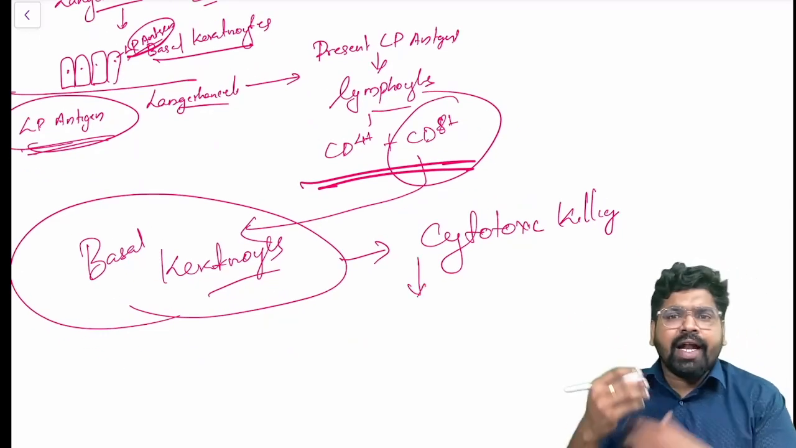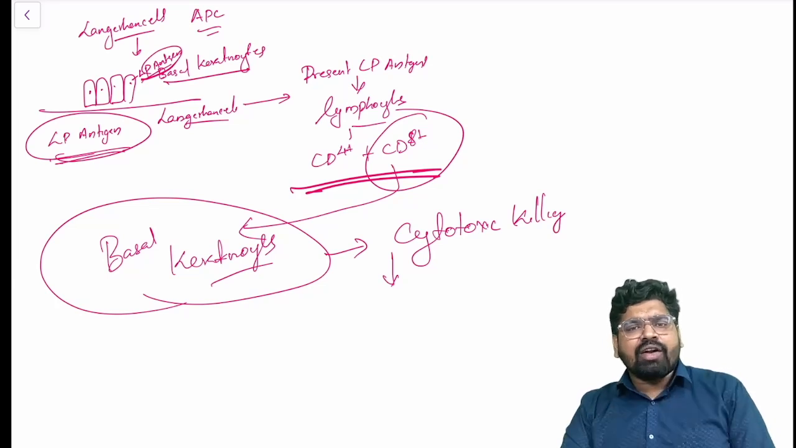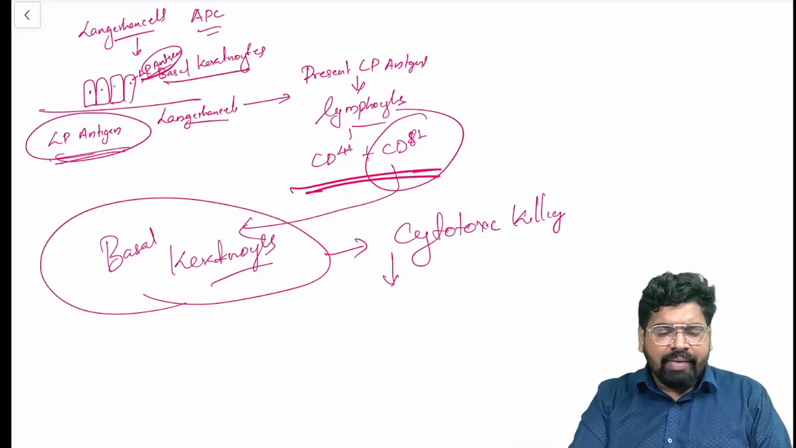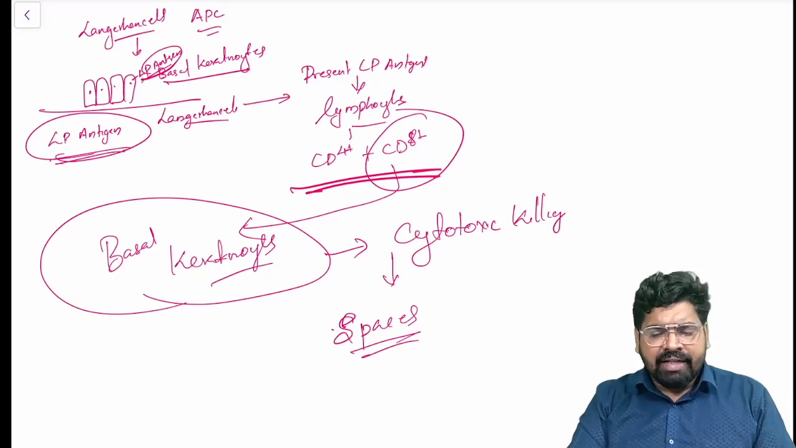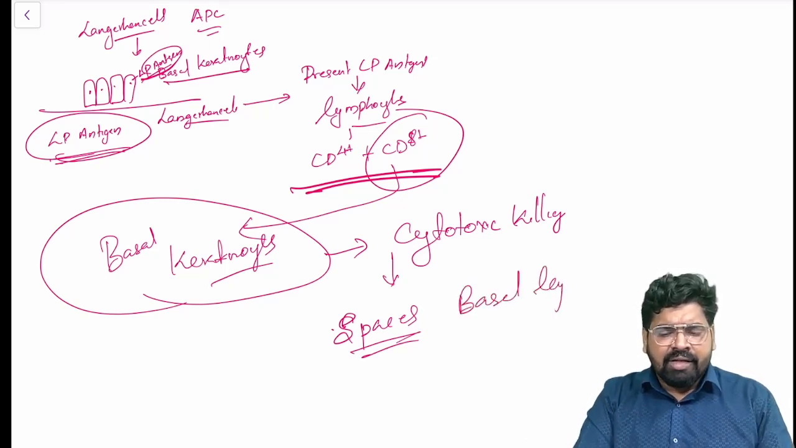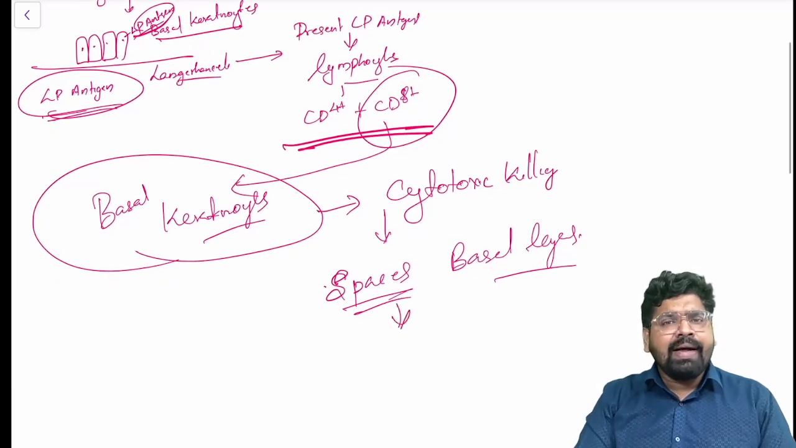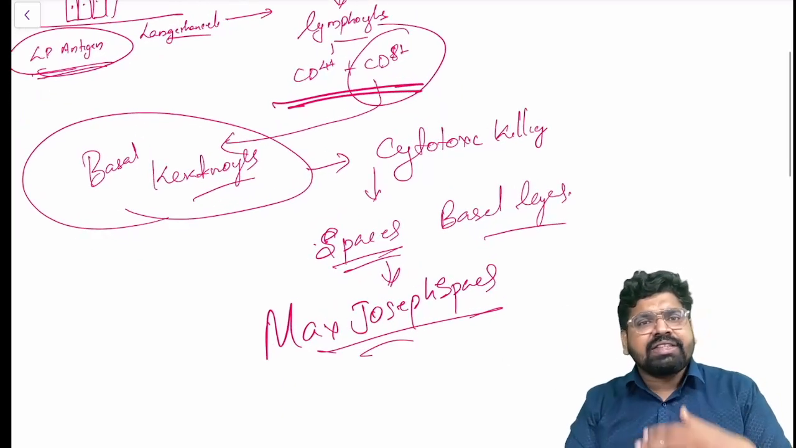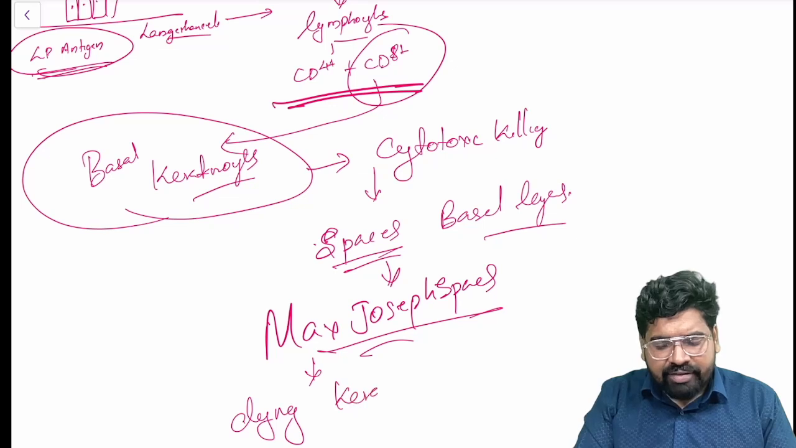What happens when the basal keratinocytes die? You will see that the killing of the basal keratinocytes is happening. The basal cell will be degenerated, or the basal cell is dying. So that area will become an empty area. Spaces will be there in the basal layers where the basal cells were. Those spaces are called Max Joseph spaces. In the spaces, you can see the dying or degenerating keratinocytes.